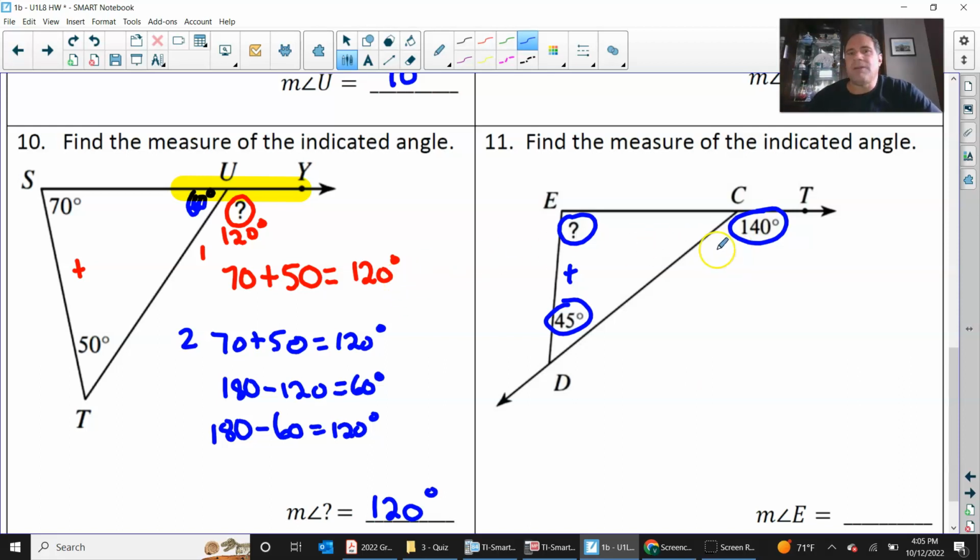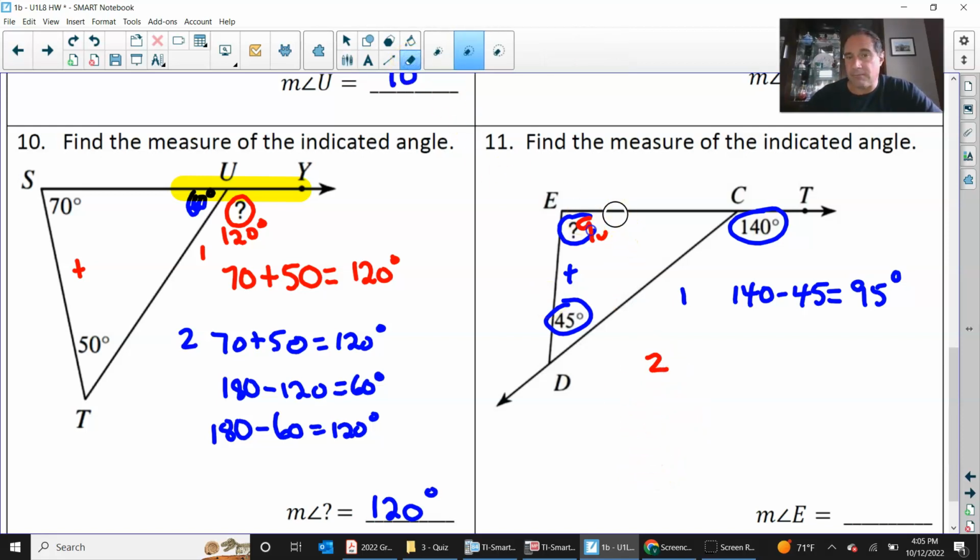So, if you have one of the non-adjacent angles that are inside the triangle, you could just take, and this is one step, 140 minus 45, which equals 95 degrees. This equals 95 degrees. I'm going to put the 95 here, and that's it. All right. You could also do it a second way.